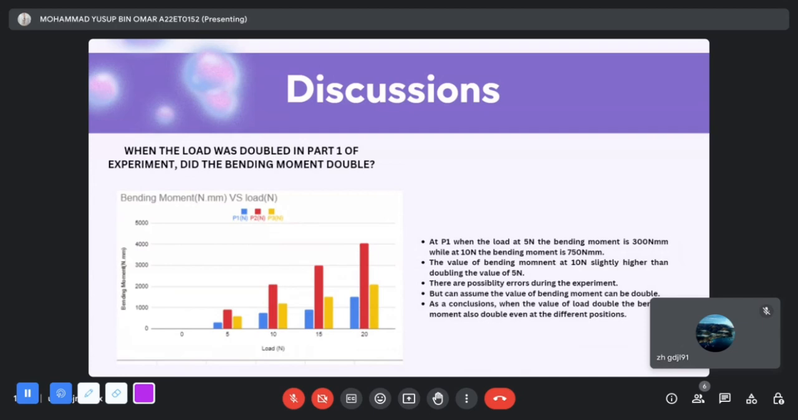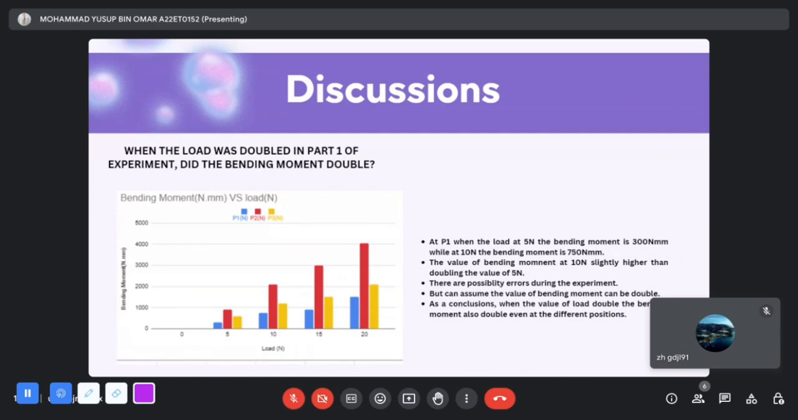There might be some errors during our experiment, but we can assume the value of the bending moment doubles. As a conclusion, when the value of the load doubles, the bending moment also doubles, even at a different position.